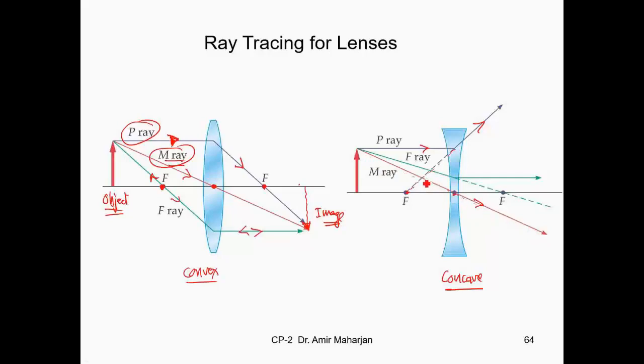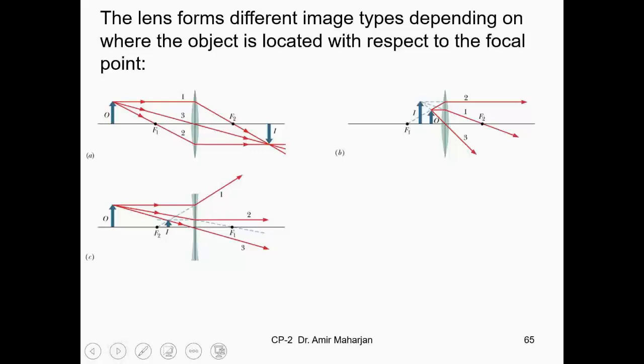These two rays will intersect. This is the image position in the case of a concave lens. Again, the image position, whether it is virtual or real, and its size all depend on the object distance. So here we change the object. This is called the object distance, and this is called the image distance, DI. And this is the focal point, and there's some relationship.